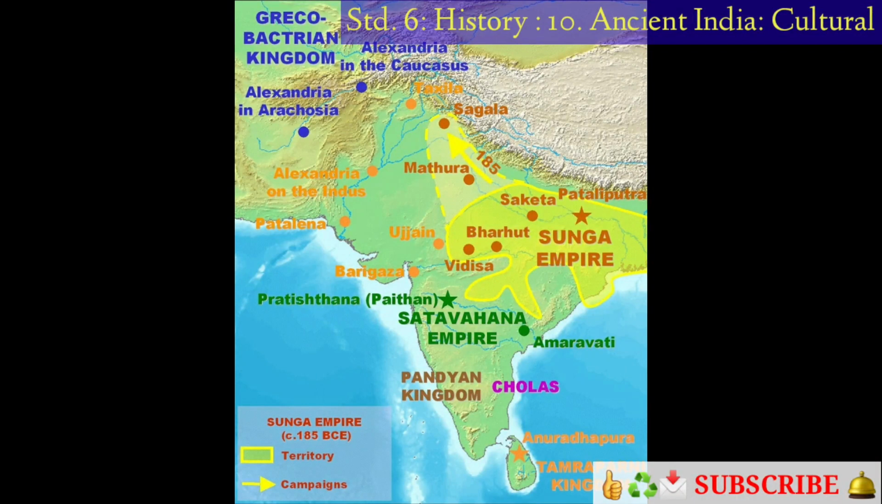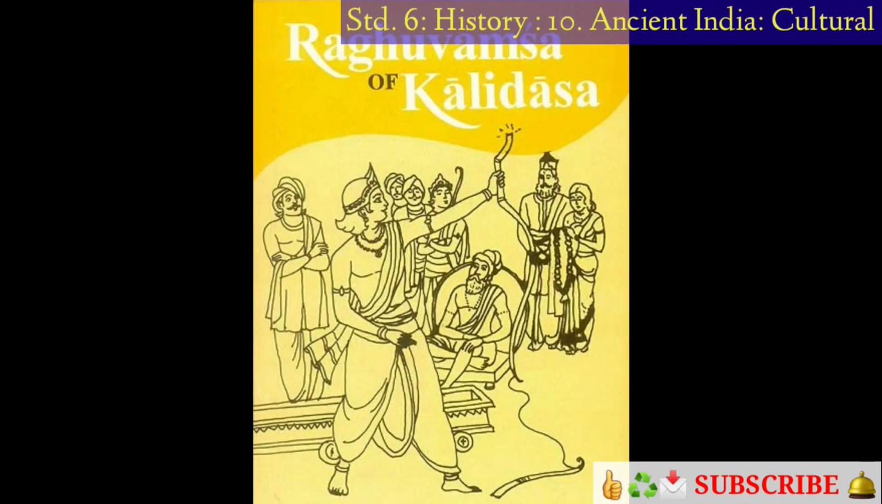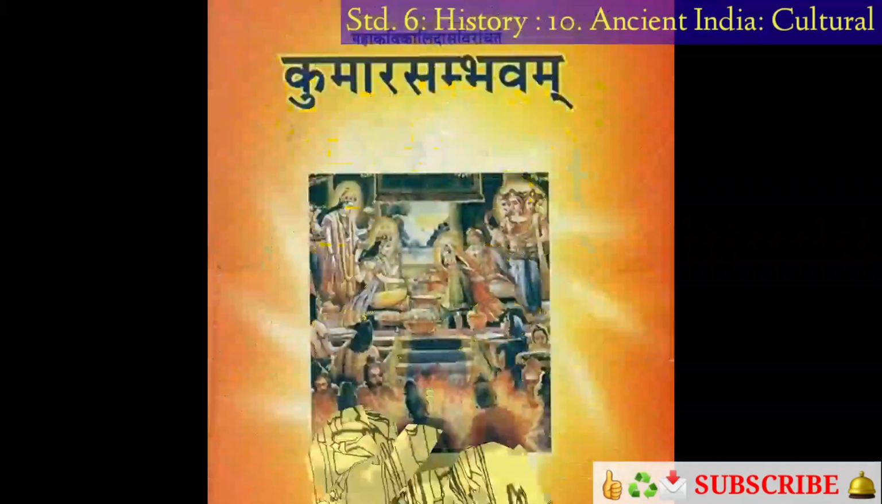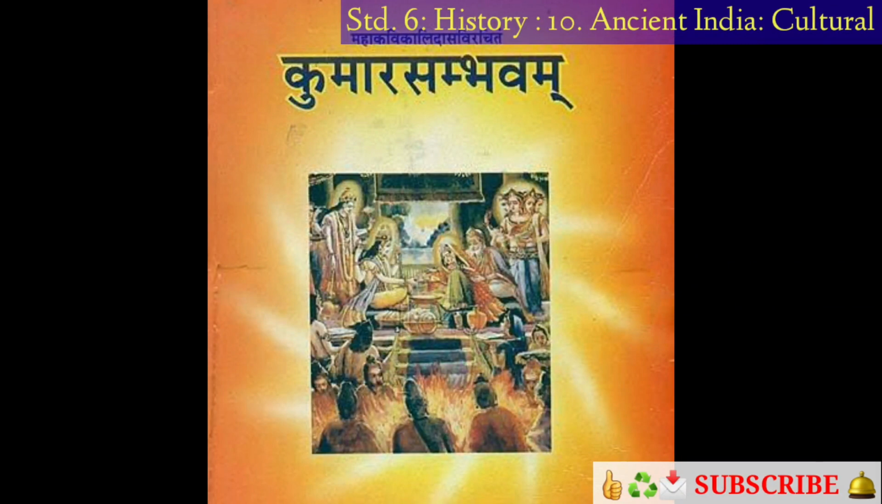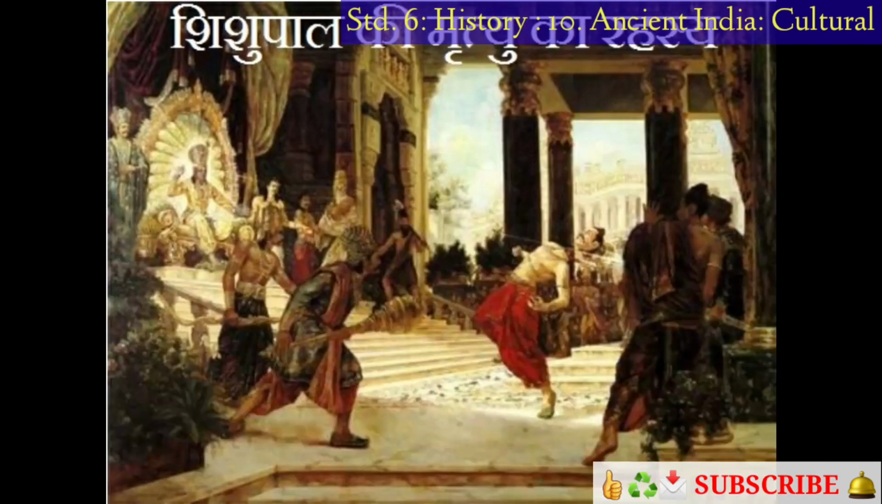Sometimes there is such a period in the history of language, literature, and art that its glory remains undiminished. Even later on, the art, literature, etc., produced in such a period is said to be classical. Raghuvansha and Kumar Sambhava by Kalidasa, Kiratarjuniya by Bharavi, and Shishupal by Magha are well-known compositions of the ancient period written in classical Sanskrit.